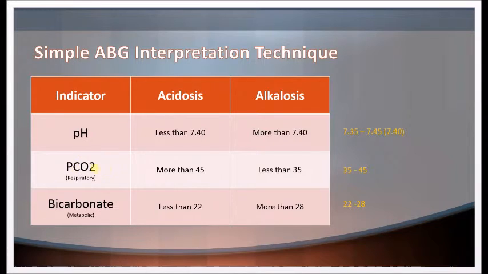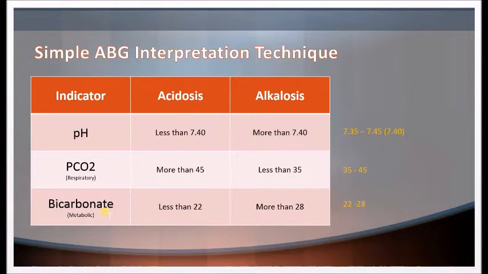Then we look at the PCO2, carbon dioxide, which reflects the respiratory system. And then bicarb reflects the metabolic or renal system, right? So if we look at PCO2, 35 to 45, anything more than 45 will be acidotic, okay? Because remember, if we have more carbon dioxide, there will be more carbonic acid produced, leading to acidosis, right? Now here, it will be alkalotic if there's less than 35. Same idea, less CO2, less carbonic acid, less acidosis.